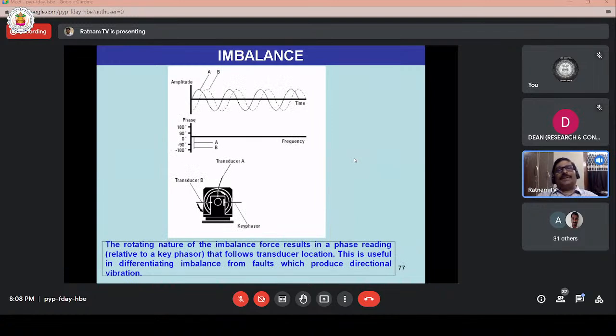For identifying imbalance, where exactly the unbalanced mass is located, phase measurement is to be taken. The rotating nature of the imbalance force results in a phase reading relative to the key phasor that follows the transducer location. This is very useful in differentiating imbalance from other faults which produce directional vibration. So, in addition to two-direction or three-direction acceleration measurement, you need to take the phase measurement also to identify the exact location of the unbalanced mass.